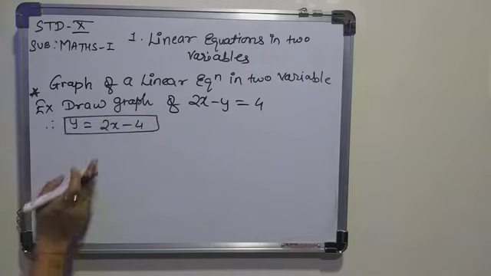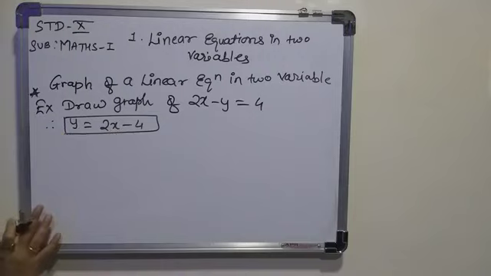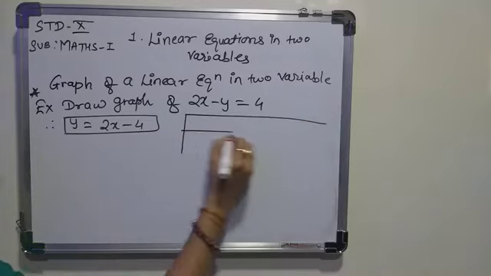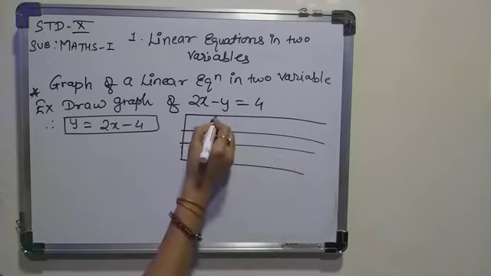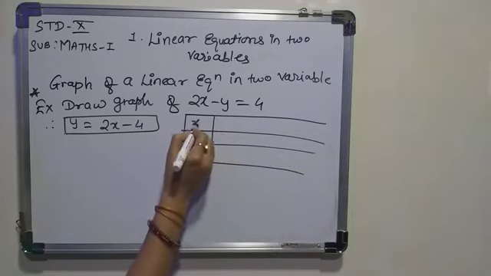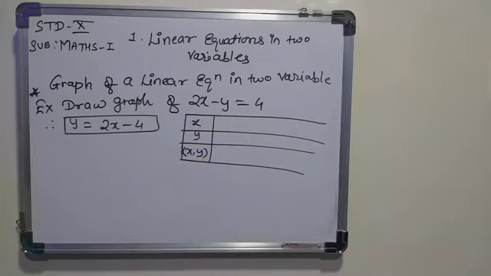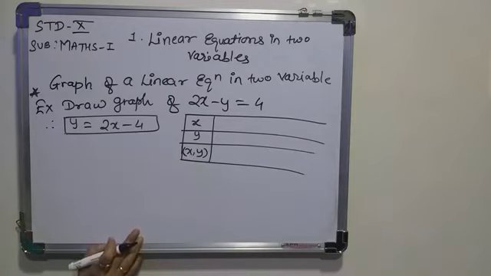Now you can easily assume the value of x so that you can get the y value. What will be your next step? You have to draw a table like this. Then you are going to make columns. This is your x, y and your ordered pair. This is called an ordered pair where you are representing the first digit as the x value and the second is your y value, right?